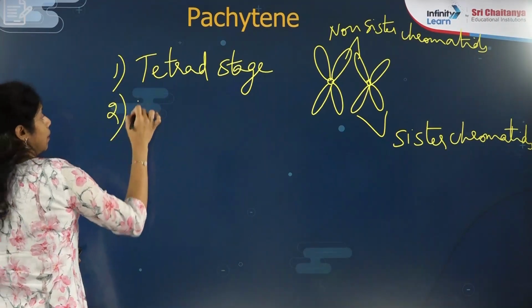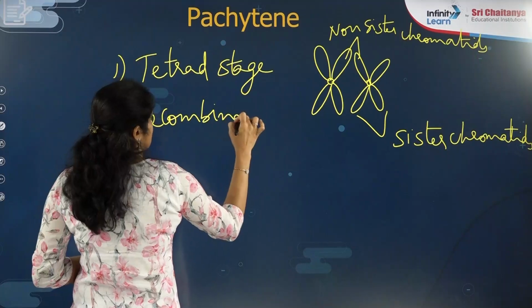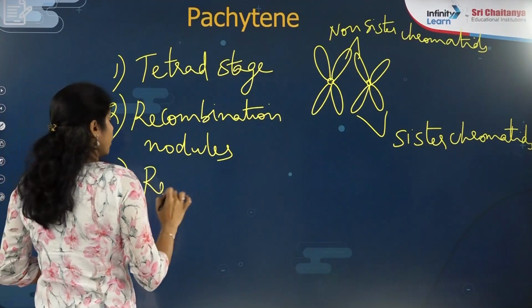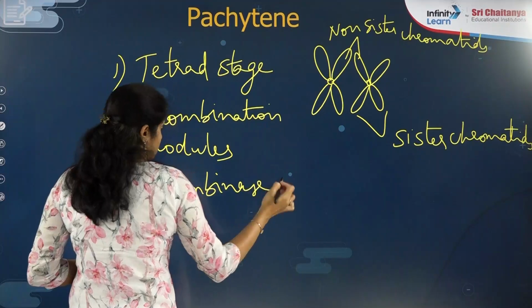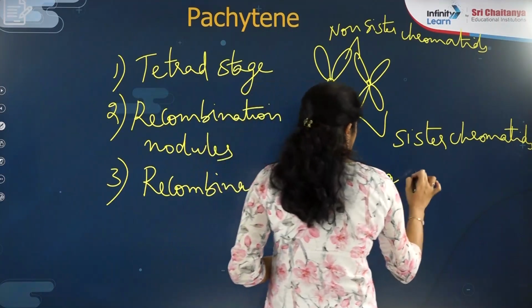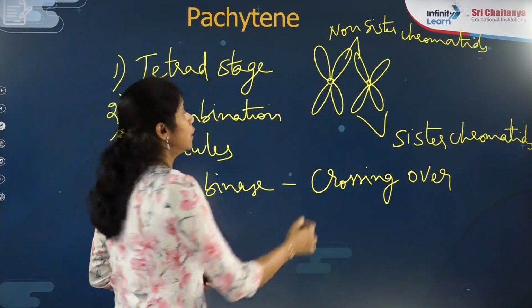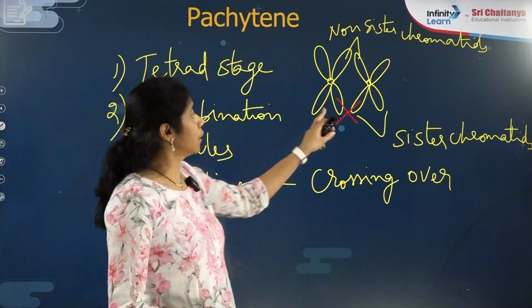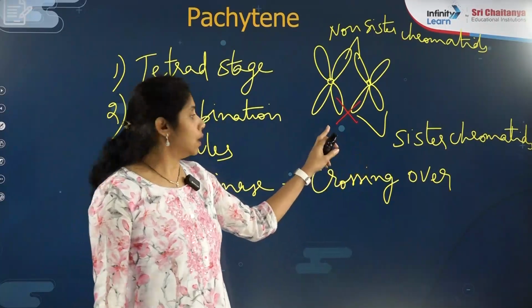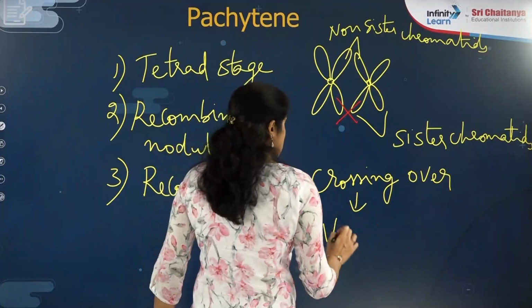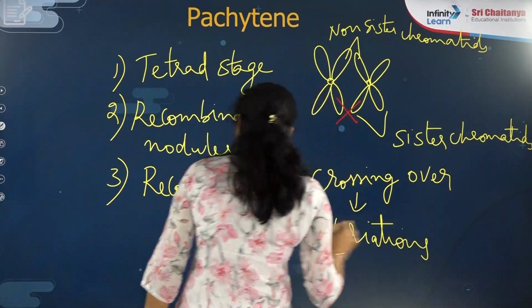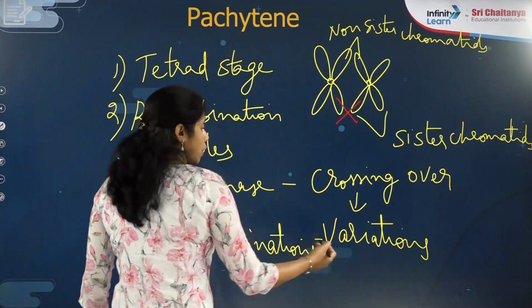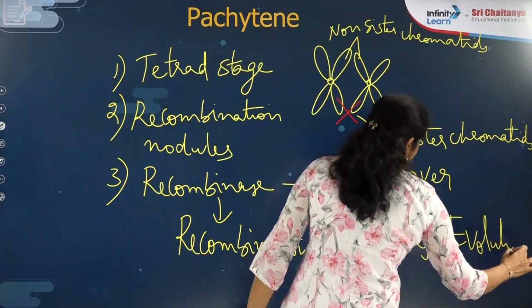And here, recombination nodules are formed. With the help of recombinase enzyme, crossing over occurs. They exchange the genetic material between these 2. Chromosomes will be exchanging their genetic materials. So, exchange of genetic material which occurs between the non-sister chromatids of a bivalent of a homologous chromosome pair is called crossing over. This leads to variations in a species because this results in recombination, shuffling of genes. And finally, it leads to variations, which are an important source for evolution of a species.